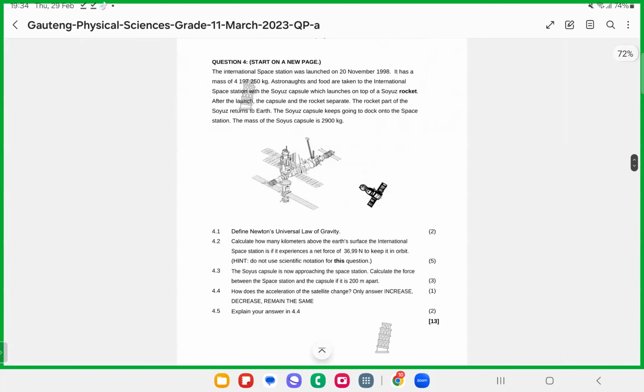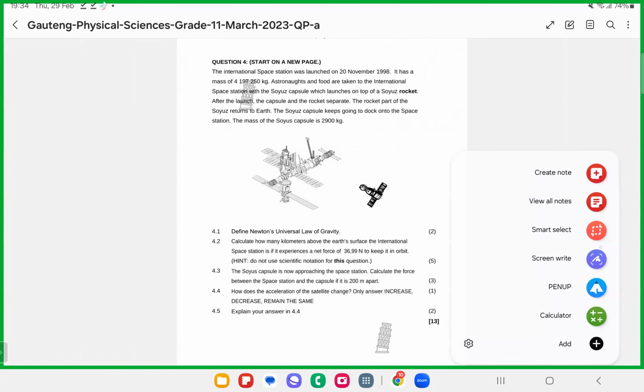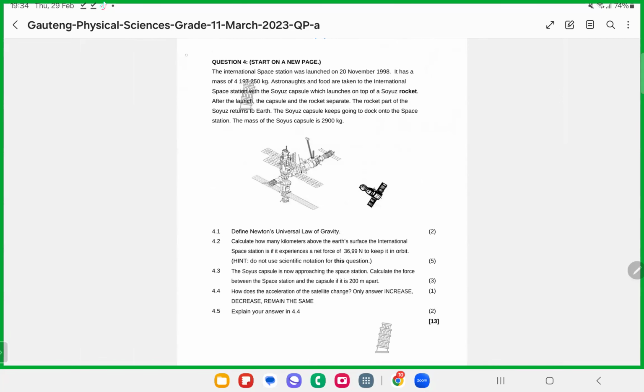This looks interesting. Because somewhere in this question it says do not use scientific notation, which means we're going to be dealing with very accurate values that we're going to be using here.